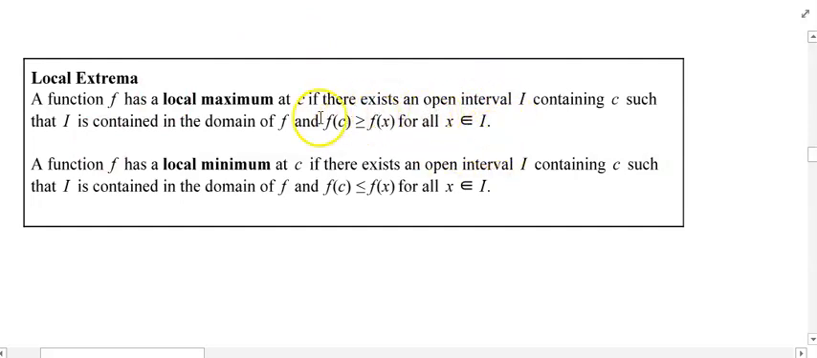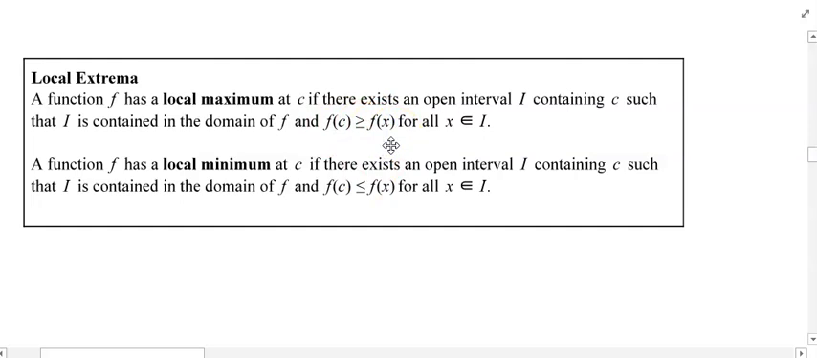That means your x value will be in this interval, and if you have an x value whose function value is higher than the rest of the other function values, then that's a local maximum. That means you have values to the left and right of that x value.